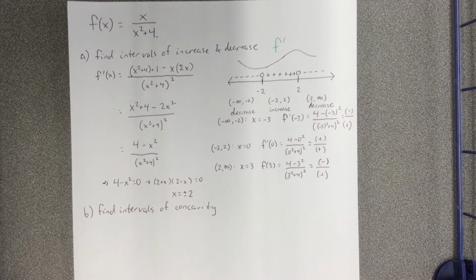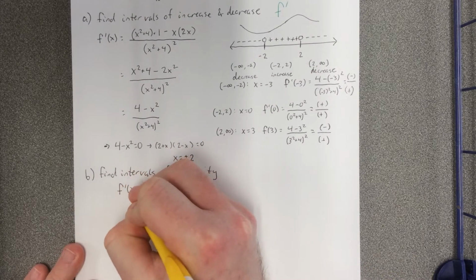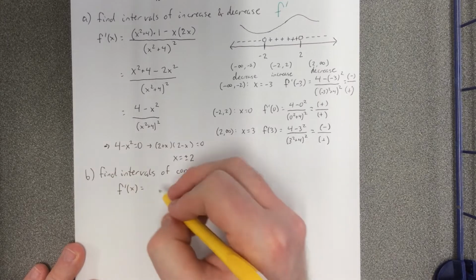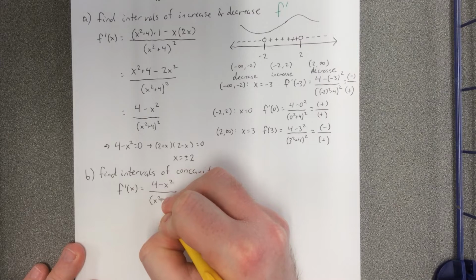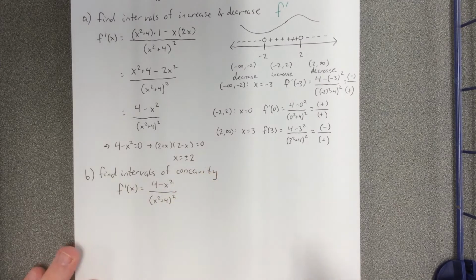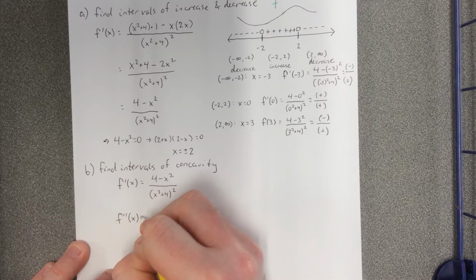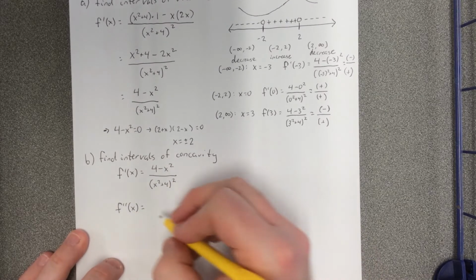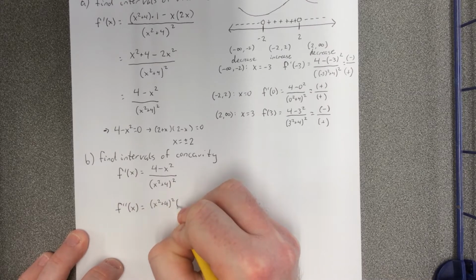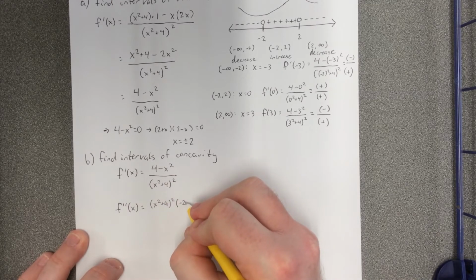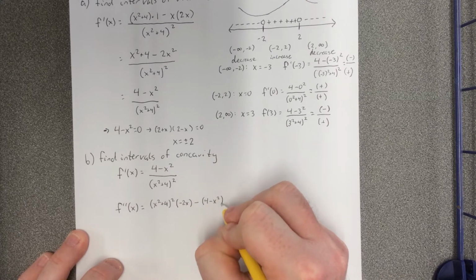So for intervals of concavity, we're going to reproduce what we just did. We're just going to do it with a second derivative instead of a first. So we already got that f prime of x is equal to (4 minus x squared) over (x squared plus 4) quantity squared. I'm going to apply the quotient rule again. So the quotient rule says we're going to have low, d high, the derivative of the top, which is going to be negative 2x, less high, d low.